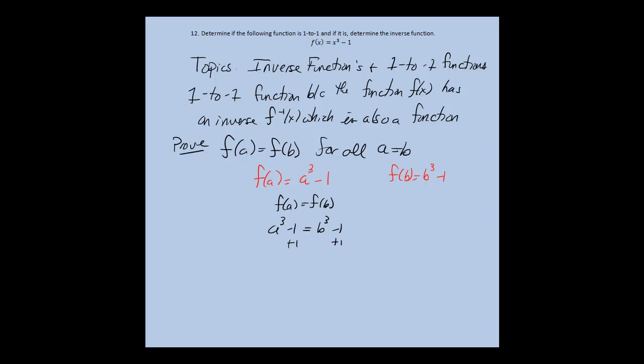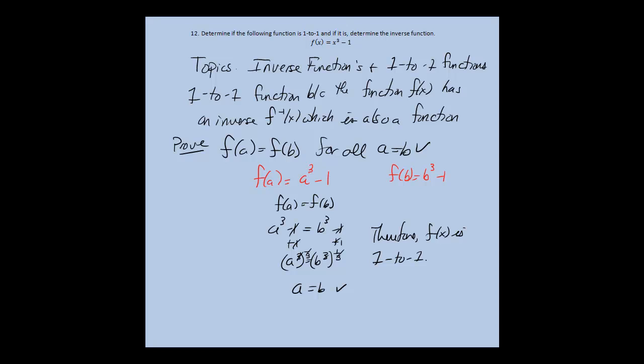We add 1 on both sides, so that goes away. So we get a cubed is equal to b cubed. And we can raise both sides to the 1/3 power. And these will cancel, and we get a is equal to b. And that is the check that we were looking for. Therefore, f of x is 1-to-1.